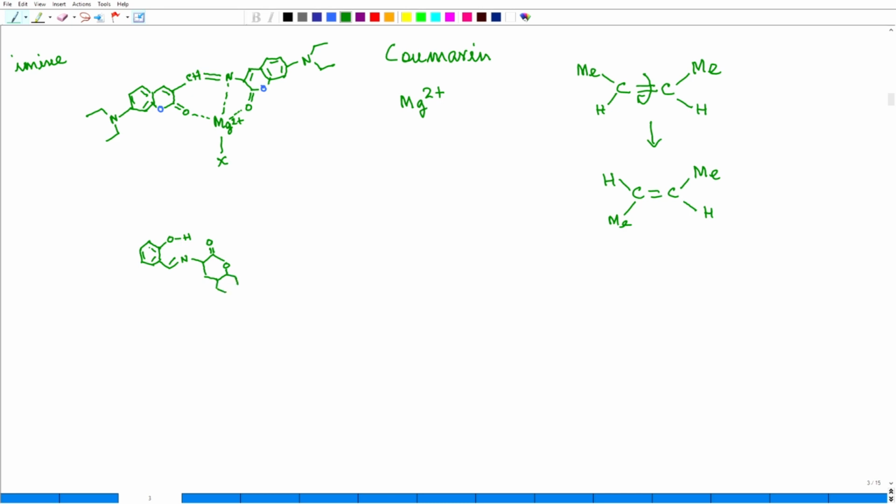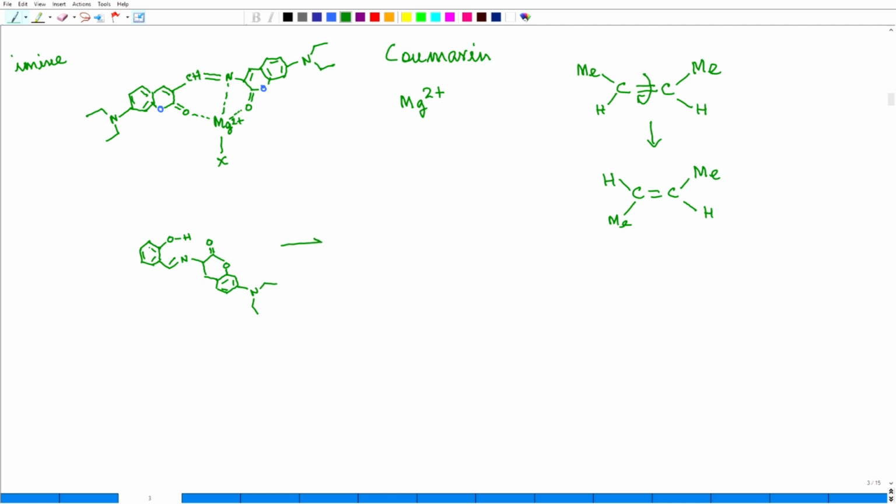So, I am writing this now. All right, so this is the compound. This is my compound. How does it work? This is this compound, and this is your coumarin. So, it is a coumarin derivative.